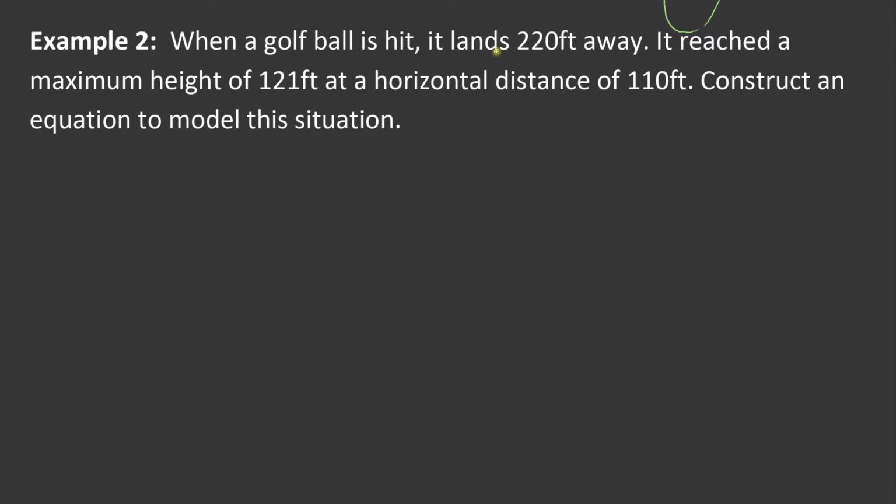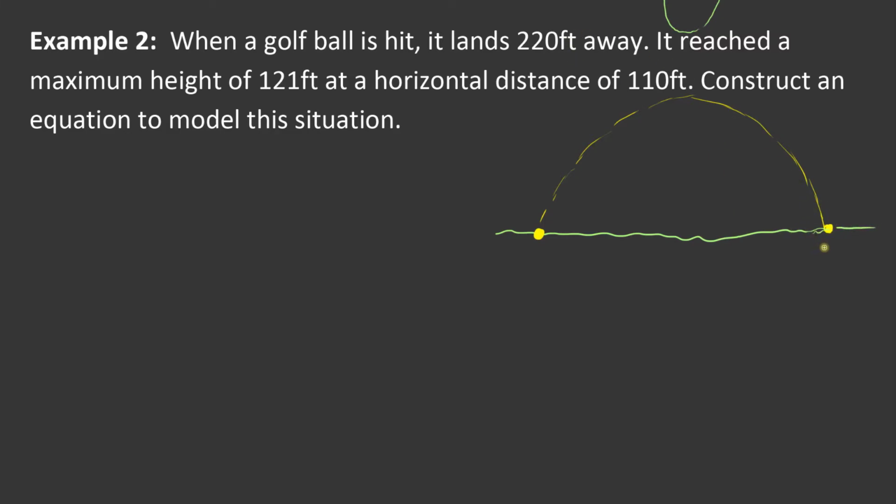When a golf ball is hit, it lands 220 feet away. So I always like to draw a scenario for myself. I'm a big fan of this visualization. So I've got this ground and I've got a golf ball that starts right about here, and I'm going to hit that golf ball. Hopefully the golf ball travels upward and I don't get a bad shot or whatever. And when it lands, wherever that happens to be, that's 220 feet away.